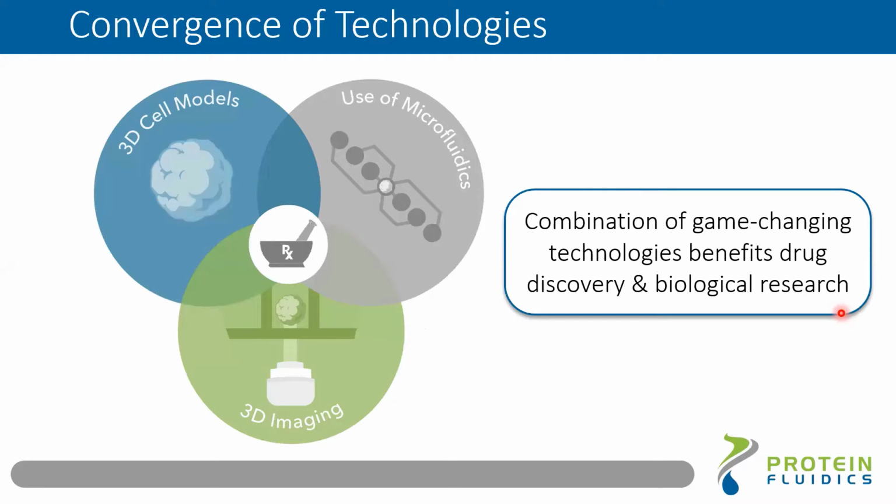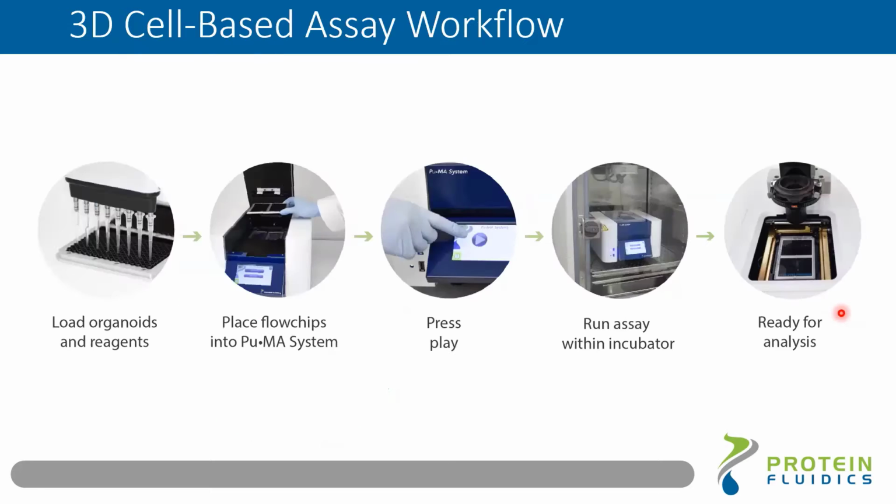What we're really trying to show here is that 3D cell models, which are now becoming more and more important in drug discovery and biological research, can be studied using automated microfluidic systems as well as high-content imaging to really elucidate more information from these very precious and elegant cell models. The workflow that we've developed is based on the novel Flowchip, which I'll describe a little bit later. Those are loaded with organoids and reagents.